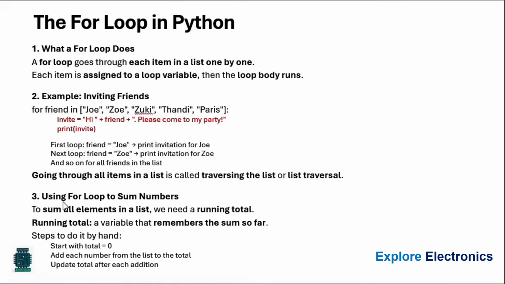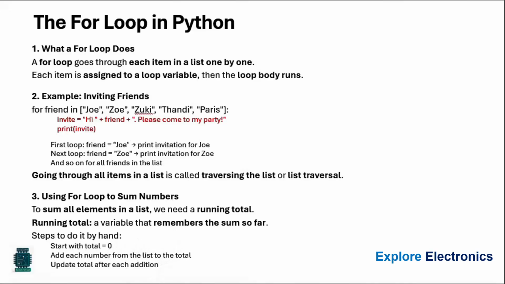And the next one is using a for loop to sum numbers. Let us see how to sum all the elements in the list. We will take some elements in the list and remember the sum so far. Start with the total which is 0. Initially it is 0 and add each number from the list to the total. You have to update the total after adding each number from that list.